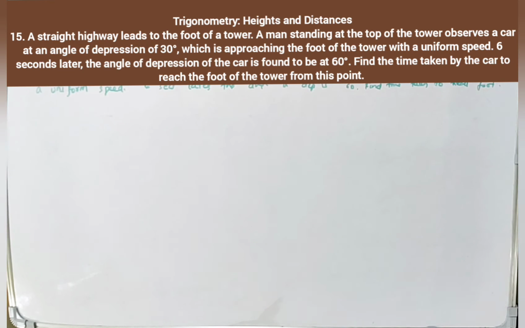So basically, there is a tower, and from the top of the tower there's a man watching the car, and the car is approaching at a uniform speed. So basically, there is no change in speed. There is an angle of depression from the tower to the point of the car, an angle of depression of 30 degrees. So we need to find out the time taken for the car to reach the foot of the tower.